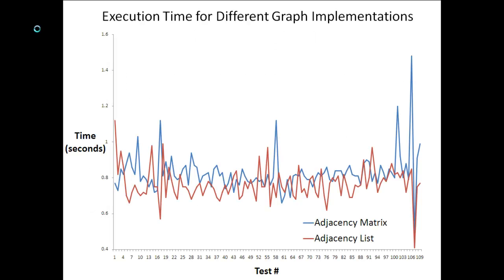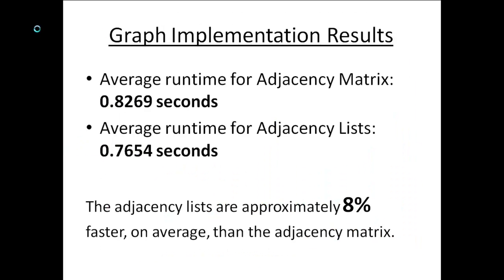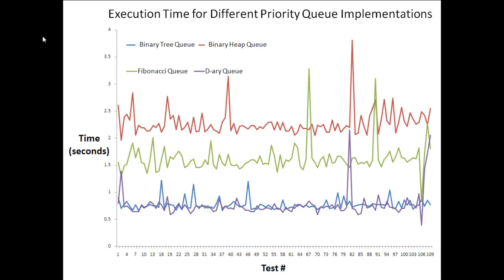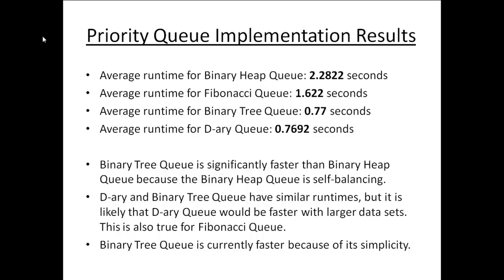For our graph implementations, the adjacency list was 8% faster than the adjacency matrix. This is a consequence of the low density of the graph. Our priority queue implementation results were a little more surprising. We expected Fibonacci and d-array queues to be the fastest. However, there was no significant difference between binary tree queue and d-array queue, and the Fibonacci queue was much slower.